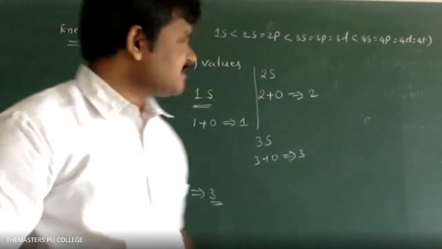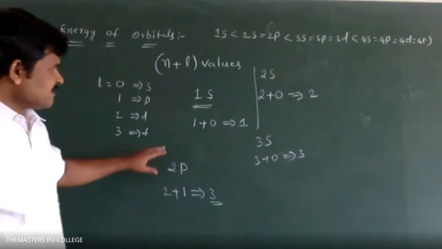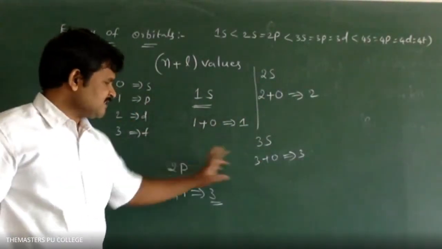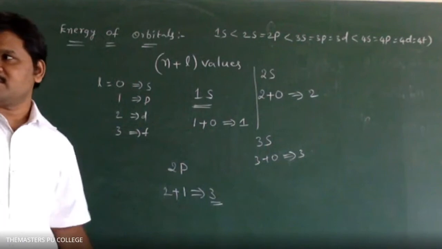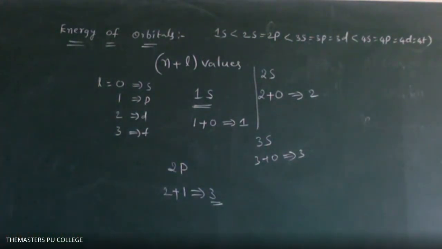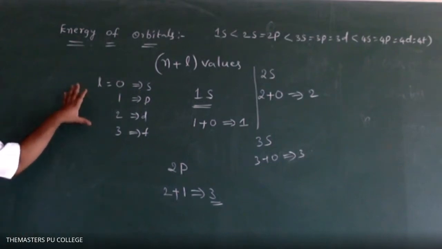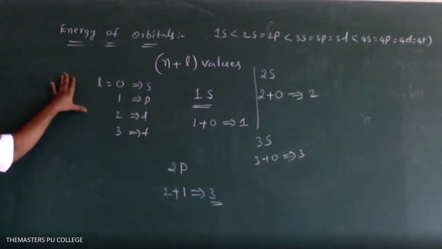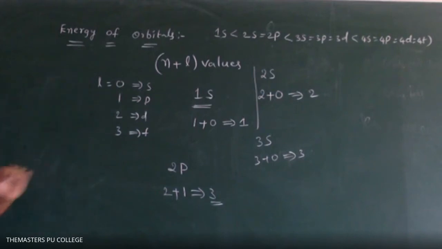You can write these examples now. For example, 1s, 2s, 3s, 2p. Write any two examples. It is better to remember the L values. L value is very, very important.